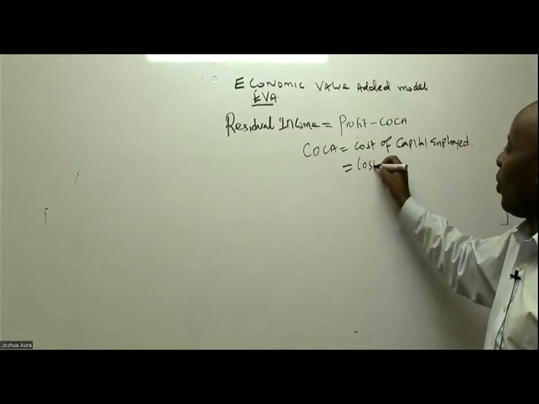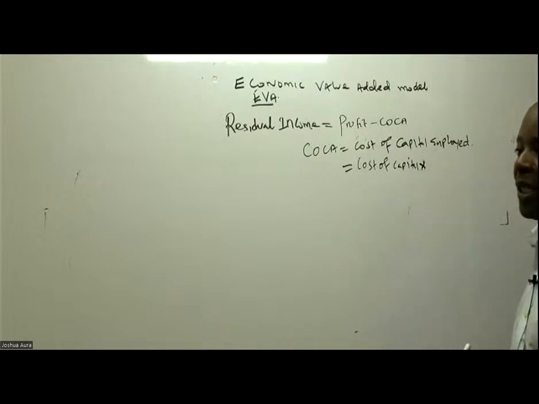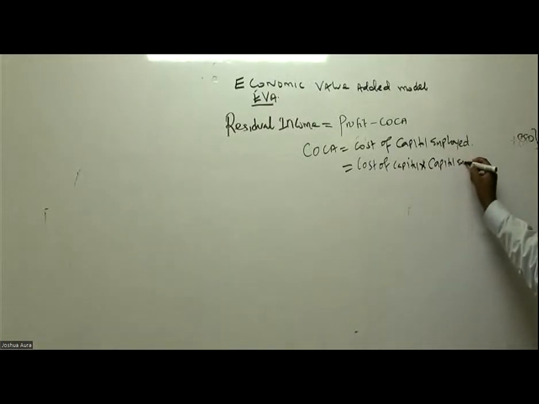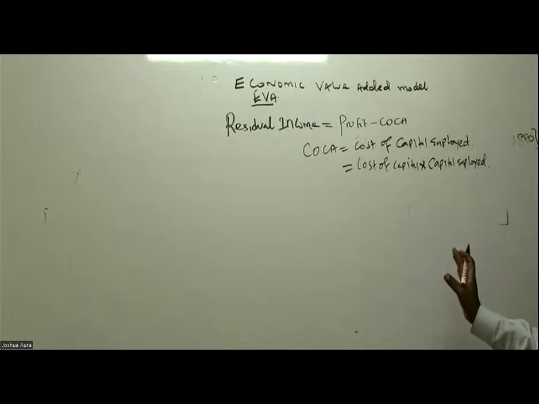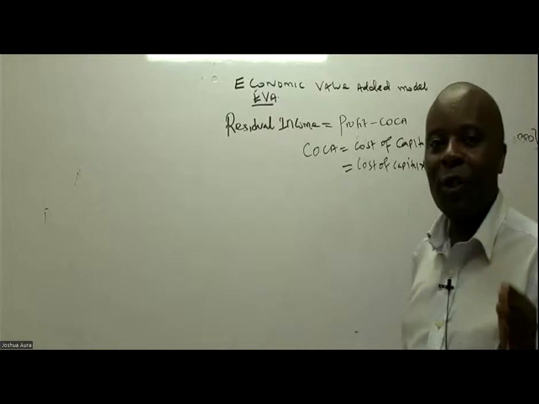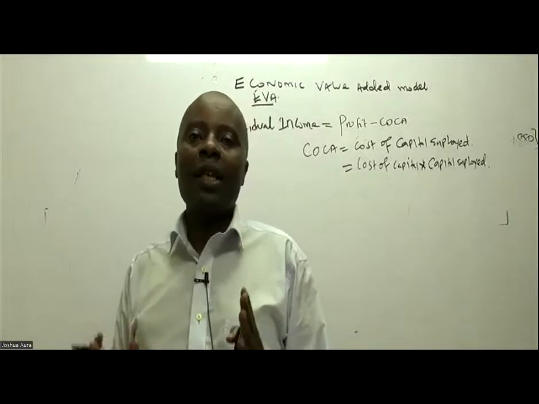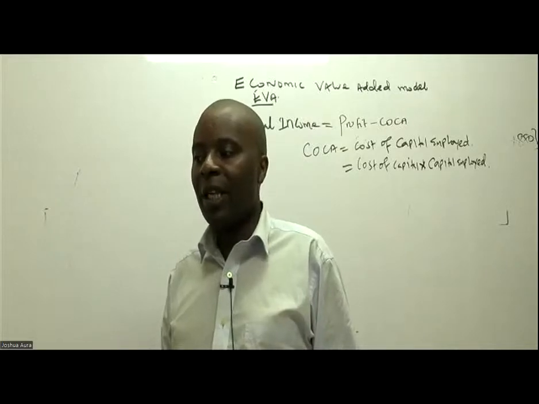At times, the examiner will give you the cost of capital times the capital that was employed, capital employed at the beginning of the year, because we look at how much capital was employed at the beginning of the year. And this capital was able to deliver what result in form of profit, right? So it is cost of capital times capital employed.